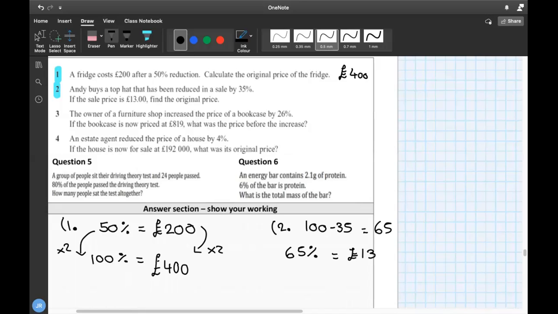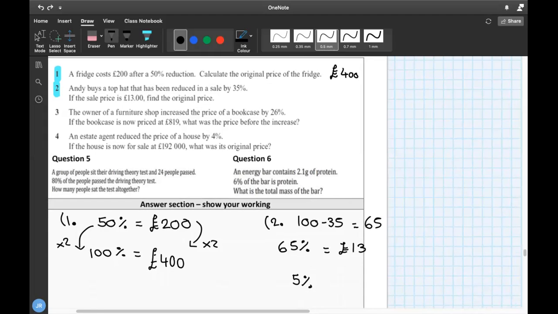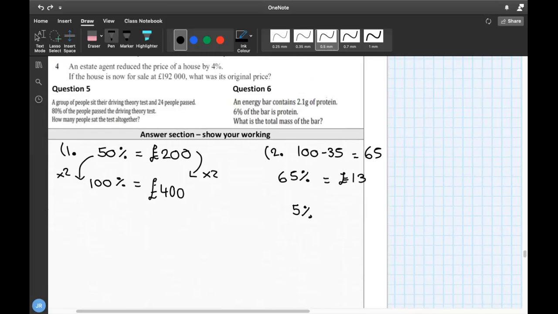What I now need to get back to is 100%. And I can do that by using 5%. How do I get from 65 to 5? From 65 to 5, I've divided by 13. So I'll need to do the same with my amount here and divide that by 13. £13 divided by 13 leaves you with £1.